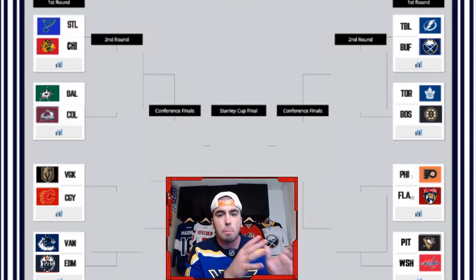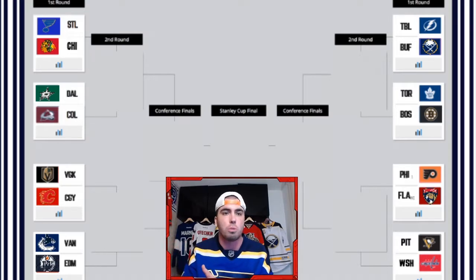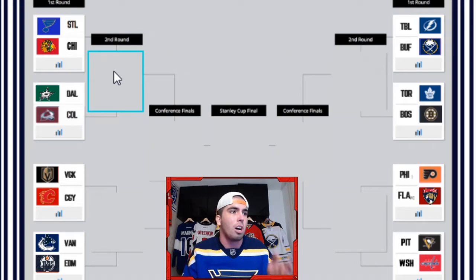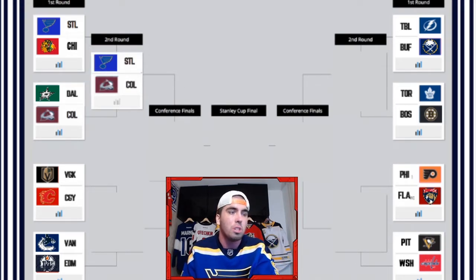All right, so this is going to be my bracket predictions based on that rest of the season simulation, and then I'm going to compare it to the playoff simulation on NHL 20. So let's go through it. I'm not going to do too much explaining. So Blues, Blackhawks, Stars, Avalanche. I see the final result of that being Blues versus Avalanche.